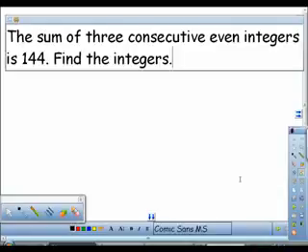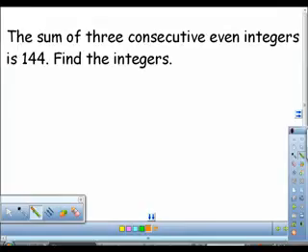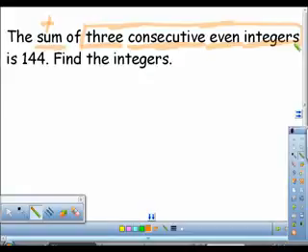Okay, now let's analyze what this is saying. This starts out and it says we're going to be dealing with the sum. So we're going to be adding something. We're going to be dealing with the sum of 3 consecutive even integers. This right here tells me a couple of things. One thing it tells me is I need to find the pattern for 3 consecutive even integers.